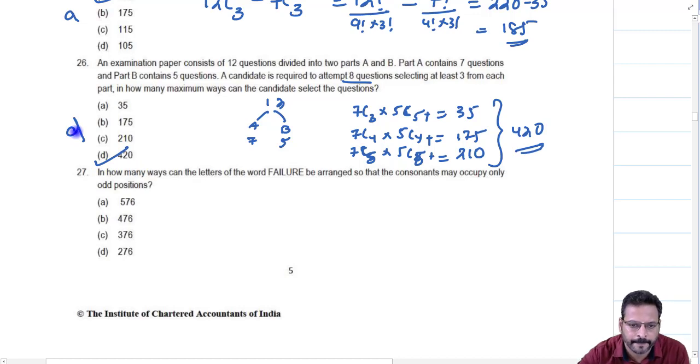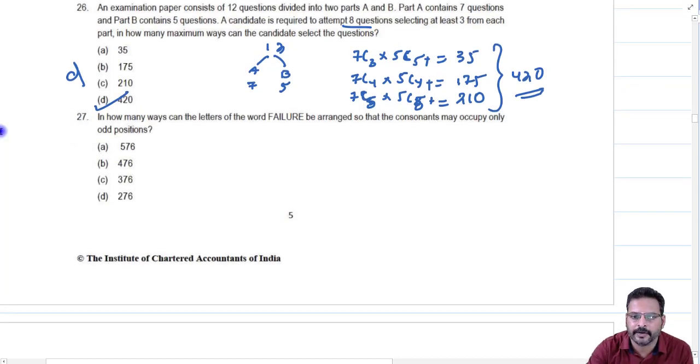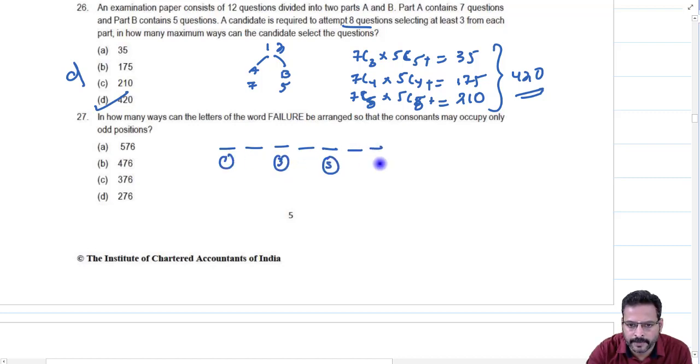420, choice D. In how many ways can the letters of the word FAILURE be arranged? Okay. 1, 2, 3, 4, 5, 6, 7. Okay, 1, 3, 5, 7. There are 4 odd places. A, I, U, E are vowels, and the remaining F, L, R are consonants.